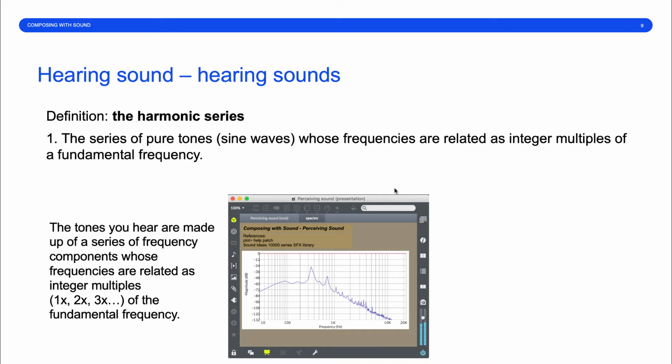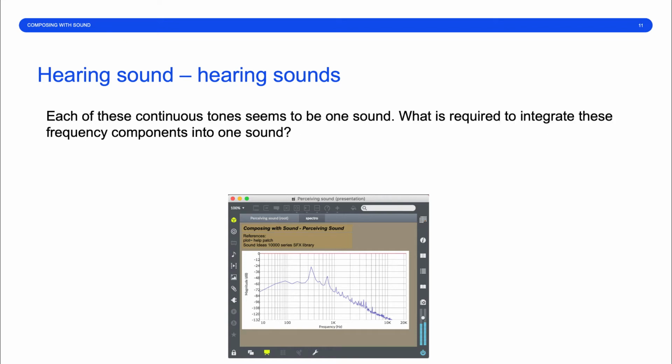When we get a waveform that repeats itself in shape regularly, we know that it's made up of a series of harmonic components, that is, sine waves that belong to the harmonic series. Okay, so as we heard each of those tones, you probably noted that each one seemed to be one continuous sound. The sine wave only contained one sine wave component.